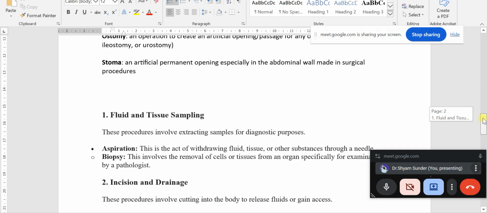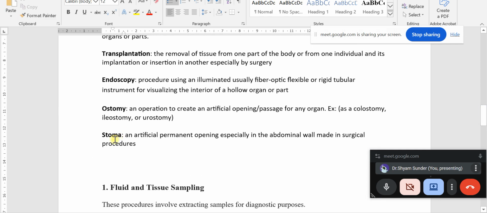So what is your example of stoma? Stoma, again, is permanent. When you say ostomy, this is also an artificial opening, but this is basically a surgery. There's a procedure. Ostomy is creating the opening, but stoma is the opening which is there permanently, an artificial opening. Both are interrelated.